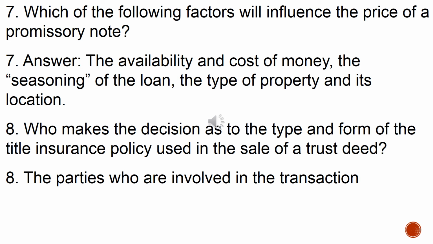Question number 7. Which of the following factors will influence the price of a promissory note? Answer: the availability and the cost of money, the seasoning of a loan, and the type of property and its location. Question number 8. Who makes the decision as to the type and form of the title insurance policy issued in the sale of a trust deed? Answer: the parties who are involved in the transaction.